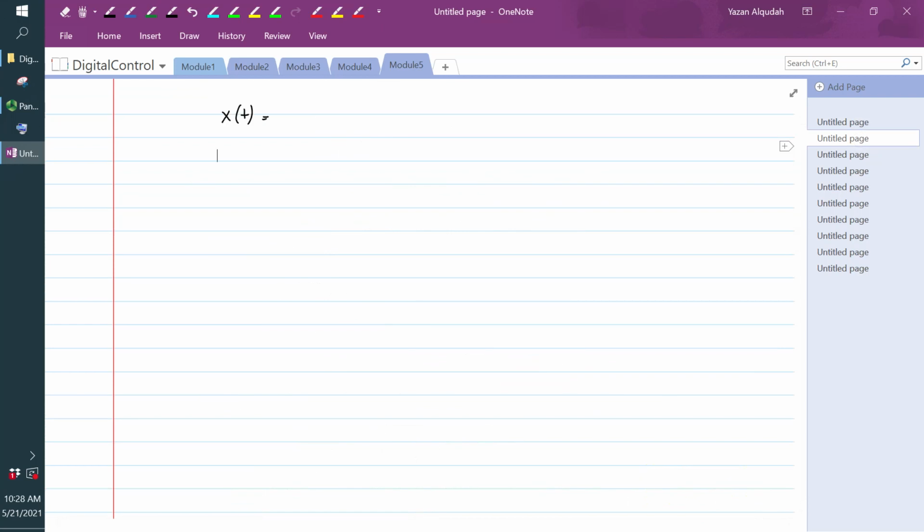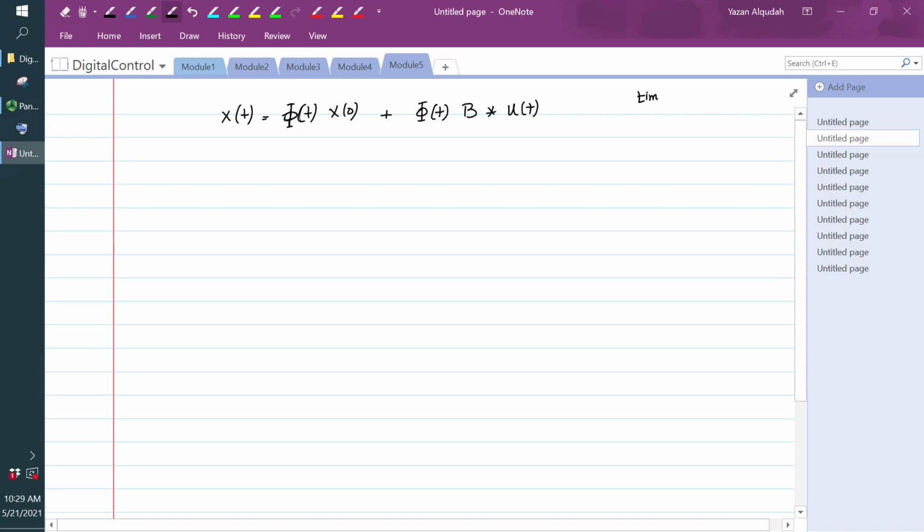Okay, so therefore, if I come back here, x of t is going to equal phi of t multiplied by x of 0. Again, x of 0 is just a constant, plus phi of t multiplied by B. B is just a constant. However, now I'm going to have to convolve that multiplication by u of t. Remember, multiplication in the Laplace domain, in the s domain, becomes convolution in the time domain.